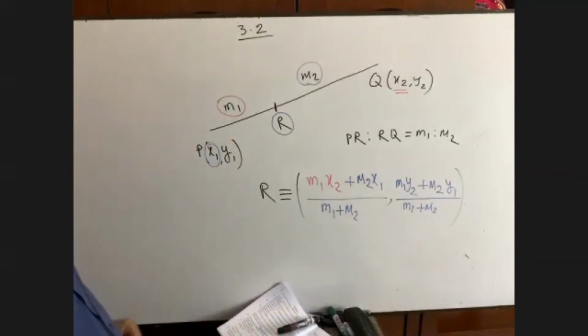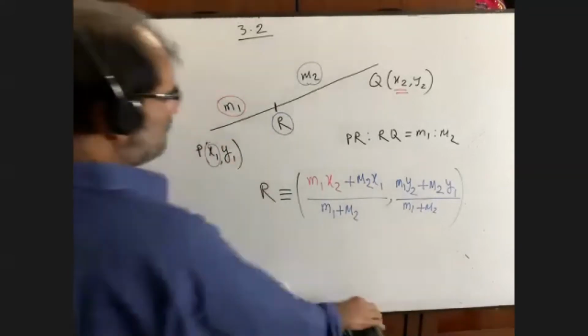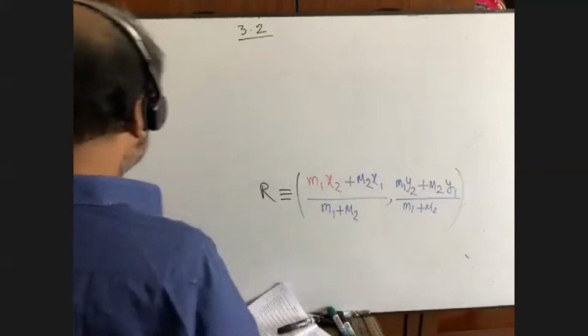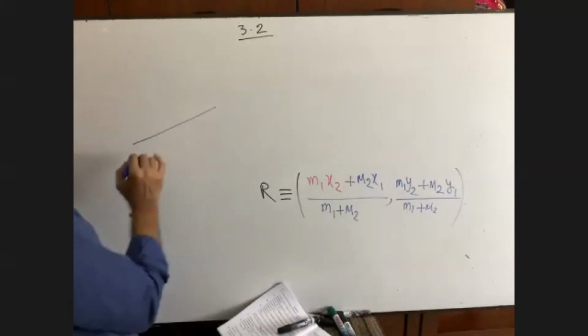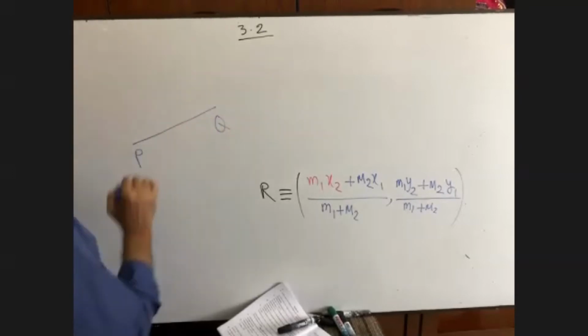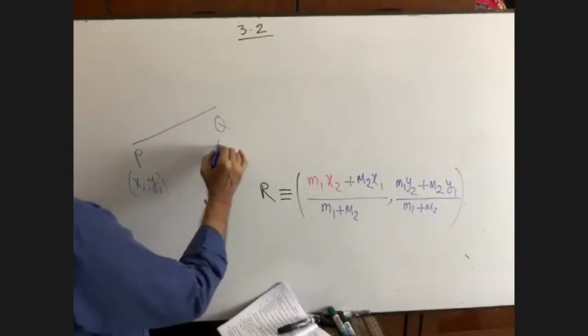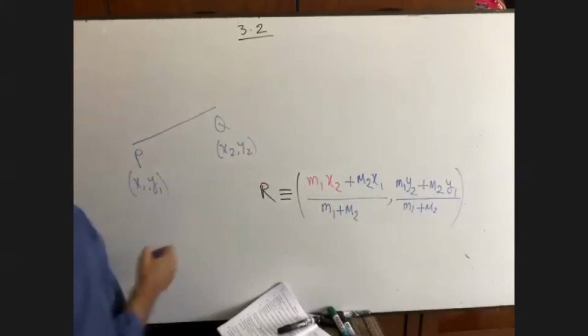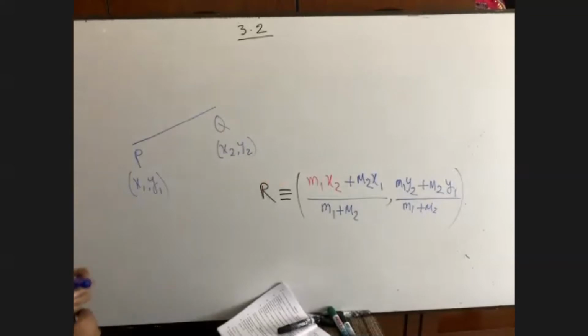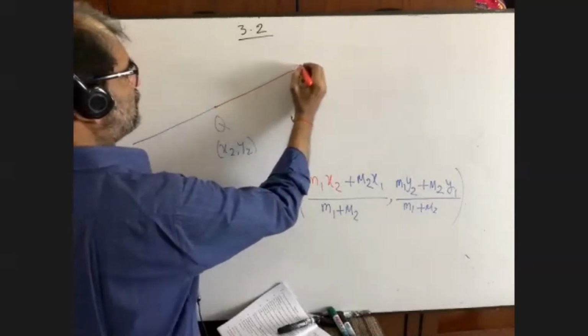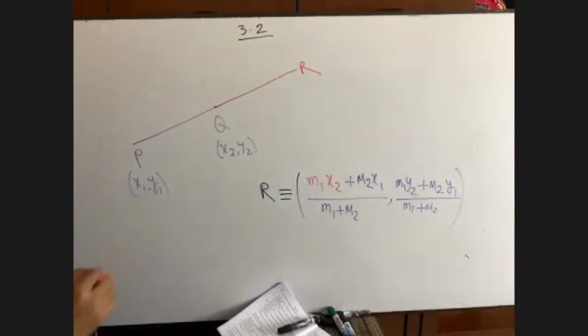For external division, suppose it is done, you have copied it, right? What is meant by external division? Suppose it is PQ. It is X1, Y1. It is X2, Y2. Now PQ has been externally divided. That means from here, suppose now it is R.